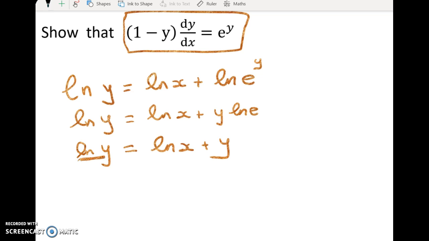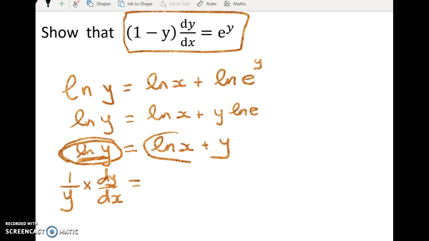So if I differentiate this here with respect to x, I have to do the chain rule. When I differentiate a natural log, I get 1 over the thing. So here I'm going to get 1 over y, and then I have to multiply by dy by dx. So I'm differentiating with respect to x on this side, and I'm differentiating with respect to x on this side. Over on this side, when I differentiate this with respect to x, it's really easy, it's just 1 over x. And then when I differentiate y with respect to x, I get dy by dx.